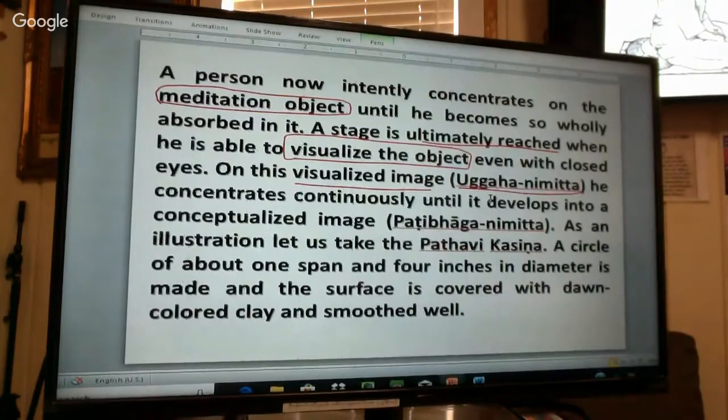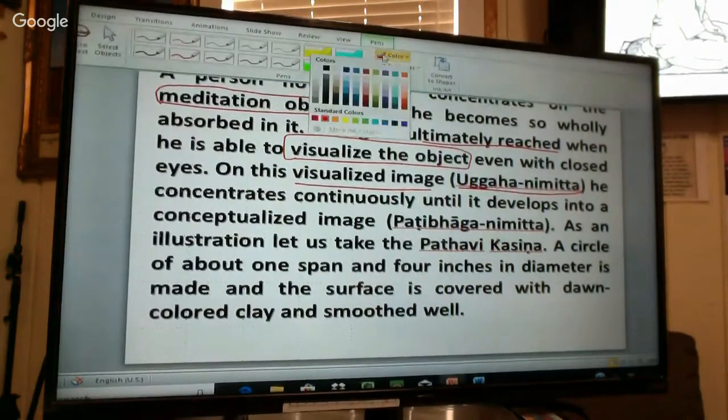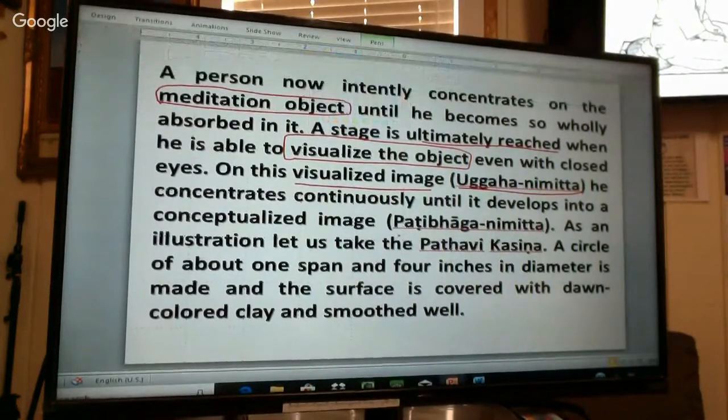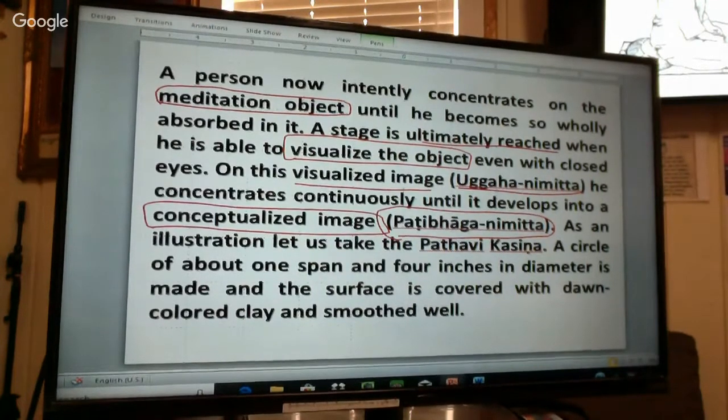So for the nimitta, you need to understand there are three kinds: Parikama nimitta, Ogaha nimitta, and another one, Patibhaga nimitta. Patibhaga nimitta means a conceptualized image. So these are the three kinds of nimitta you need when you practice samatha meditation.